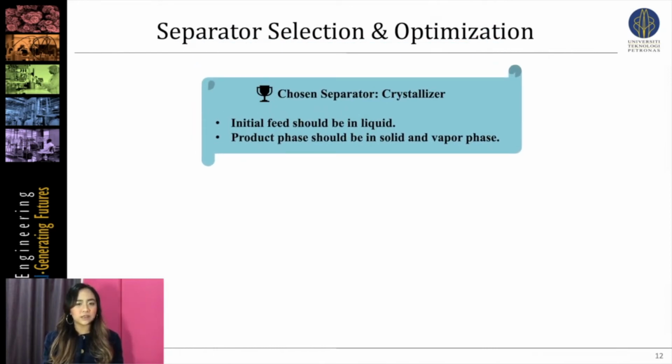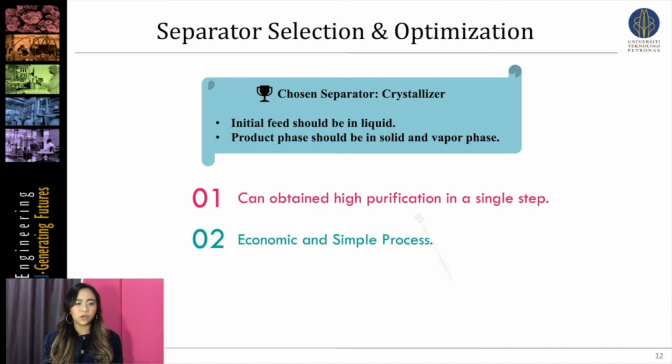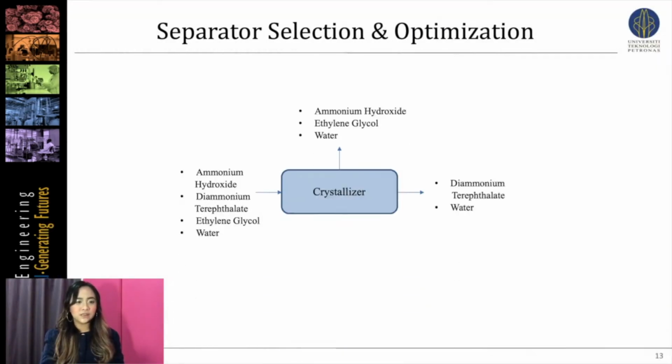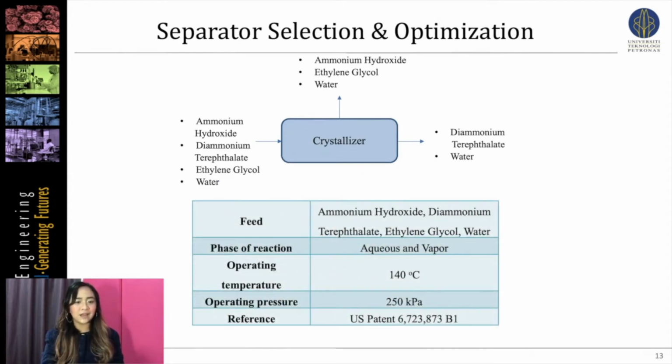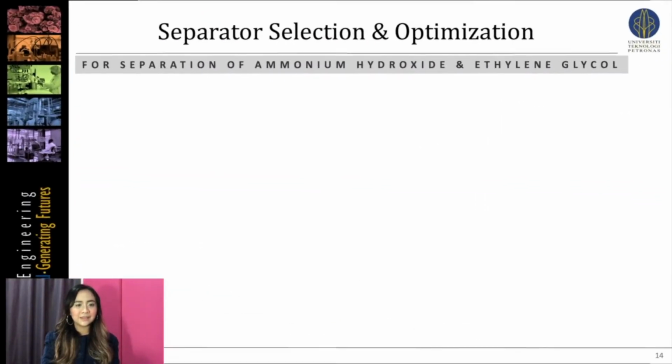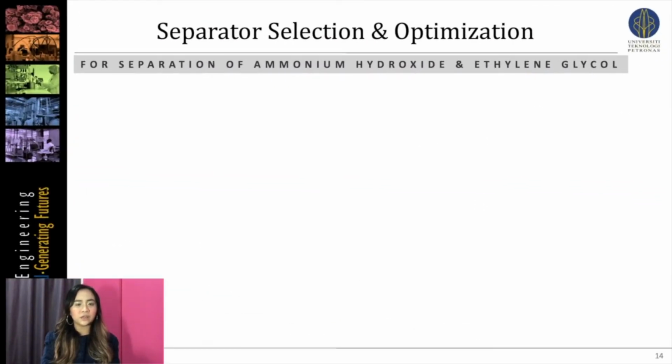However, this process requires solid and vapor phases, where vaporized ammonium hydroxide and ethylene glycol as well as crystallized slurry containing mono and diammonium terephthalate should be the products obtained from this separation process. Hence, the chosen separator is the crystallizer. This is the block diagram of the process of the crystallizer, and the following table shows the estimated operating conditions for the crystallizer.